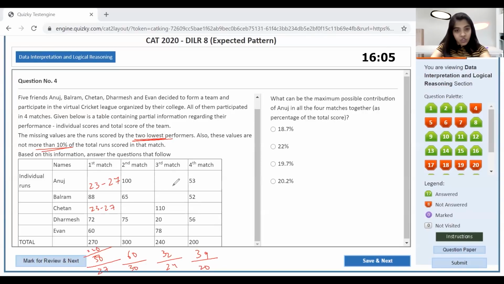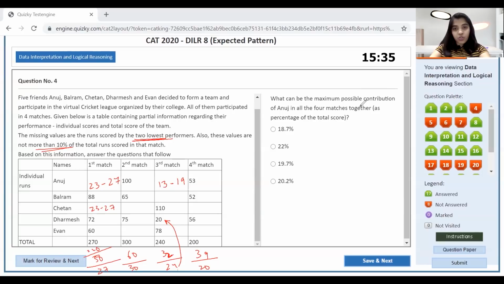In the third match, let's look at it. 32 is the remaining sum. So if one of the persons is scoring 24, now they can't score 24. Why? Because this is 20. So it has to be lower than 20. So the maximum possible limit here is 19 for Anuj. If Anuj is 19, what will the other person be? 32 minus 19 is 13. So the lower limit is 13.